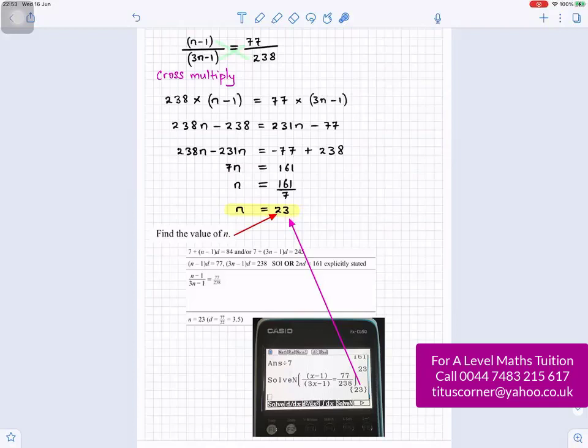You can use your graphics calculator and use the solve n function, and you put (n minus 1) over (3n minus 1) on the left, and you put equals 77 over 238 on the right. When you press solve, execute, it gives you 23. So this gives you the answer in your calculator to check your work, but you need to show this working in an exam.